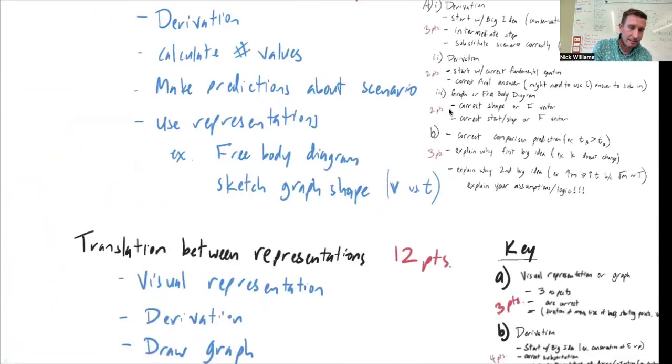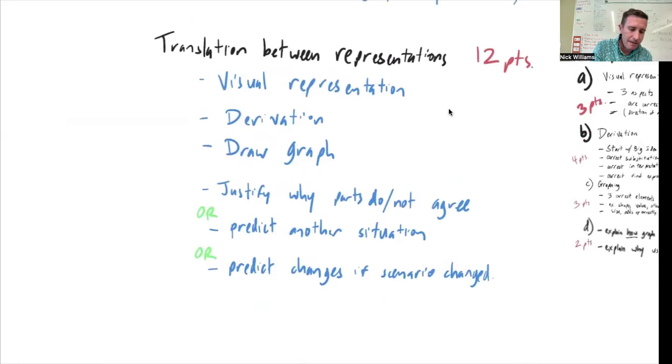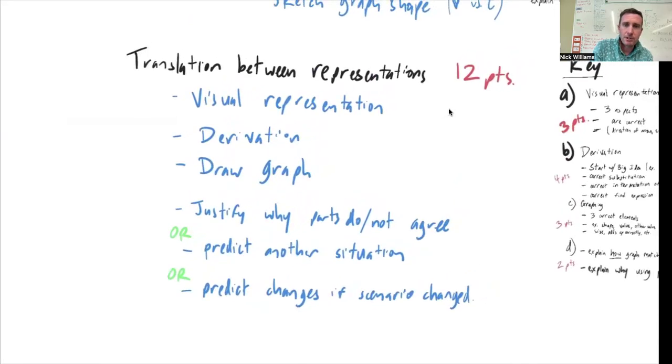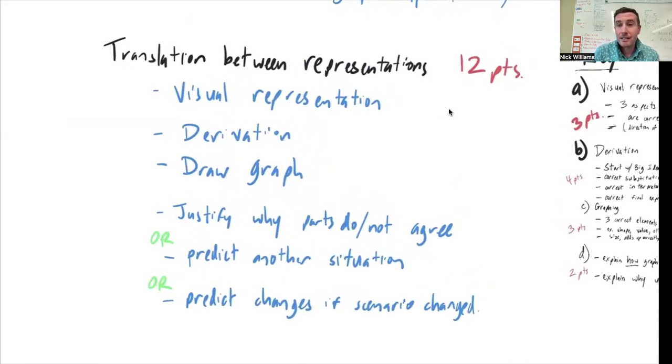The second type of question that you will see is a translation between representations. This is a 12-point question, and it's kind of similar. Like you might not notice that it's a different type of question, and you don't have to, right? As long as you're answering them correctly, you don't have to be like, oh, that's the mathematical routines one. You'll be asked to make a visual representation. You'll be asked to make a derivation, to draw a graph, and then one of 3 options.